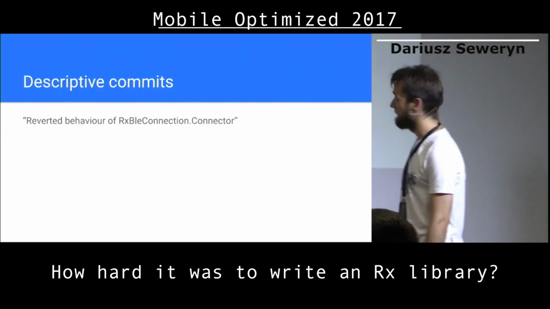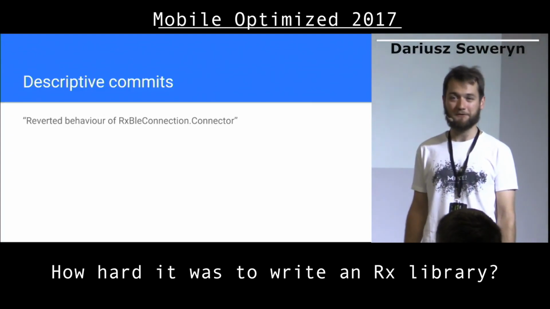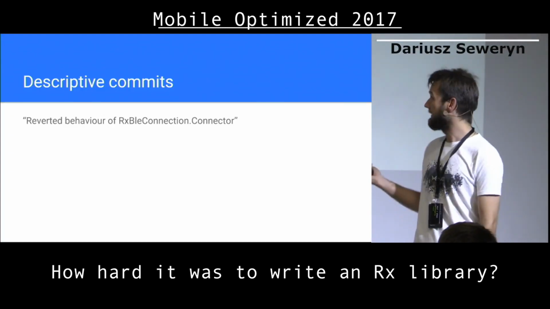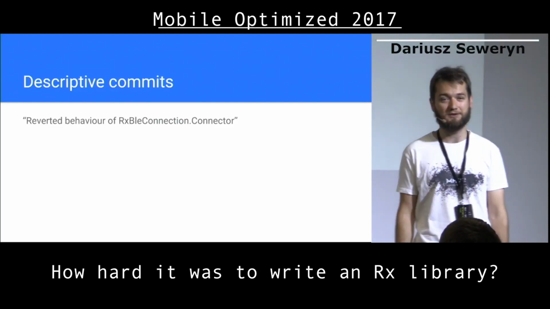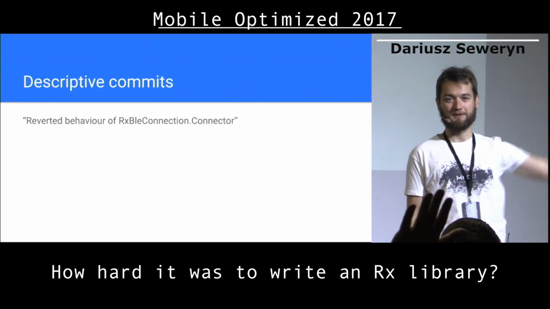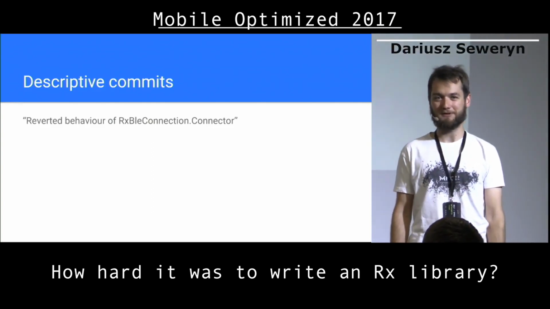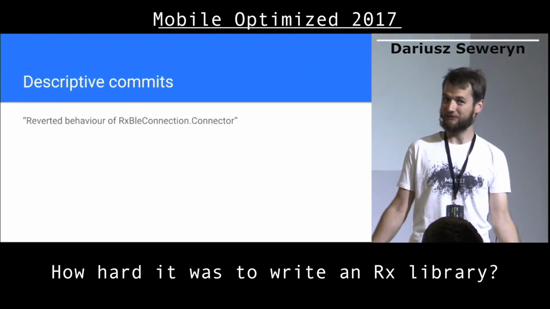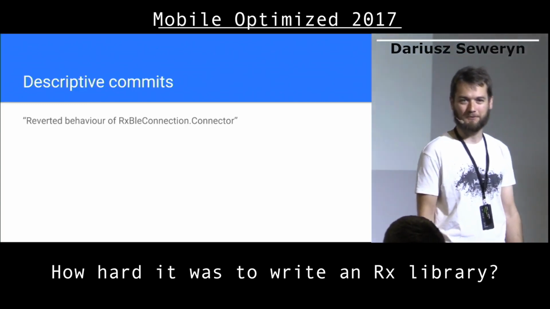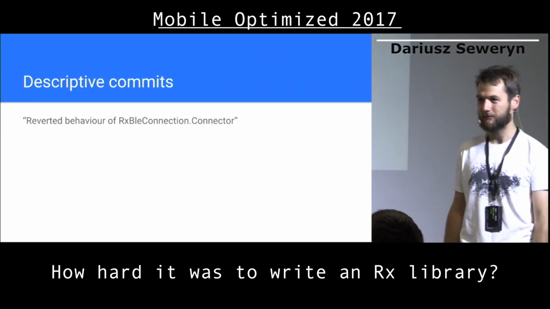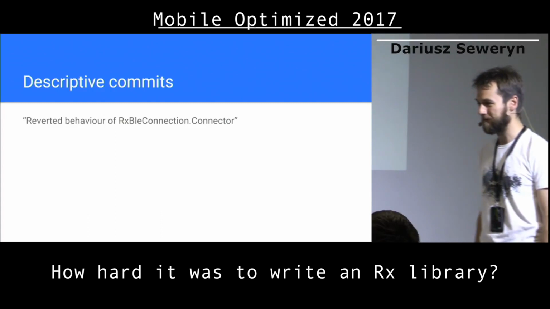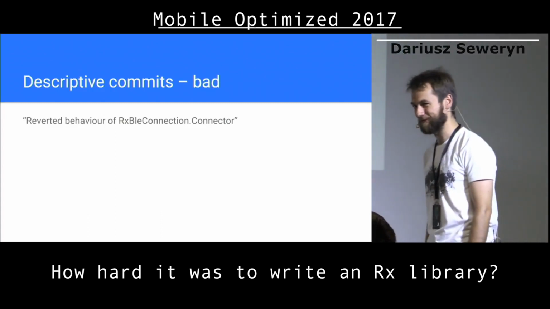All right, so who of you has ever written a commit message like this? Reverted behavior changes, or fixed a bug in... Okay, what do you know about it? Okay, it will fix a bug. But what bug? Why did it happen? Where was it introduced? Well, you do not really know. This is a bad solution.